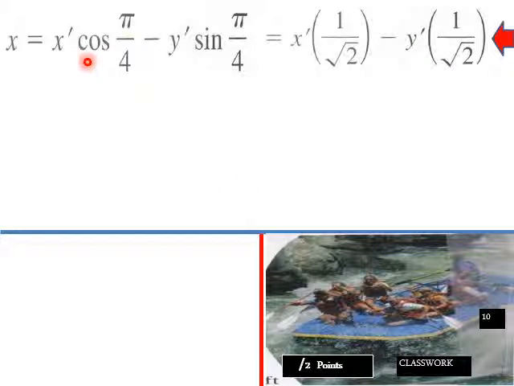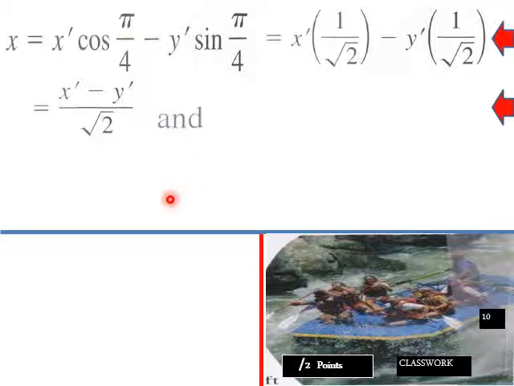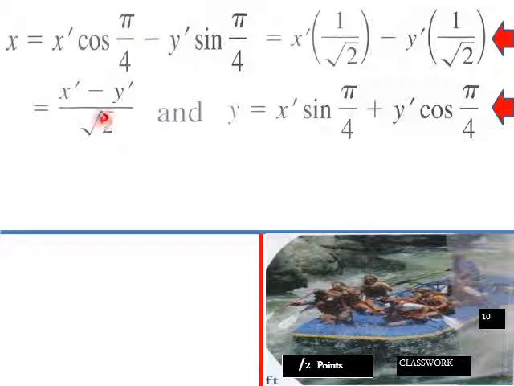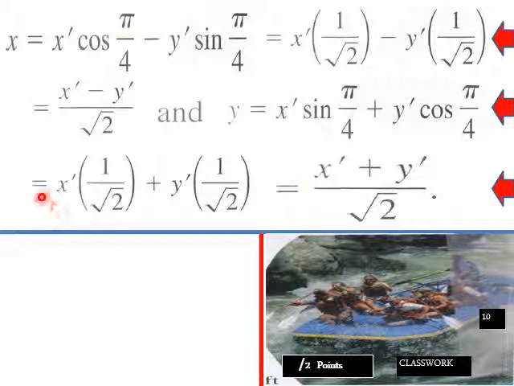So x equals x prime cosine pi over 4 minus y prime sine pi over 4, which equals x prime times 1 over square root of 2 minus y prime times 1 over square root of 2. So x equals x prime minus y prime over radical 2, and y equals x prime sine pi over 4 plus y prime cosine pi over 4, which gives x prime plus y prime over radical 2.